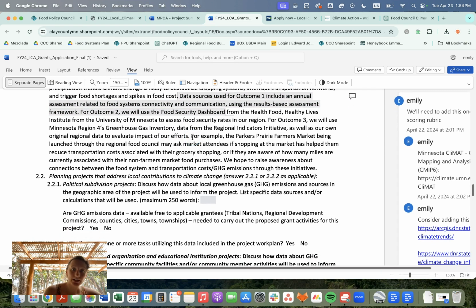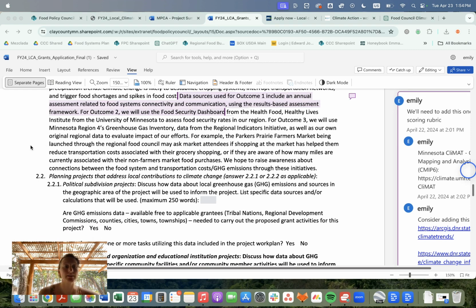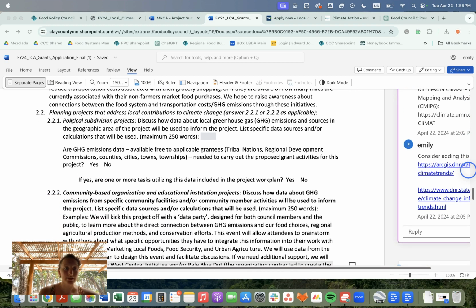And then I included an example of where original data could come from. So for example, the Parker's Prairie Farmers Market being launched through the Regional Food Council may ask market attendees if shopping in the market has helped them reduce their transportation costs associated with grocery shopping, or if they're aware of how many miles are currently associated with their non-farmers market food purchases. We hope to raise awareness about the connections between food system and transportation costs and greenhouse gas emissions through these initiatives. Then it says planning projects that address local contributions to climate change.